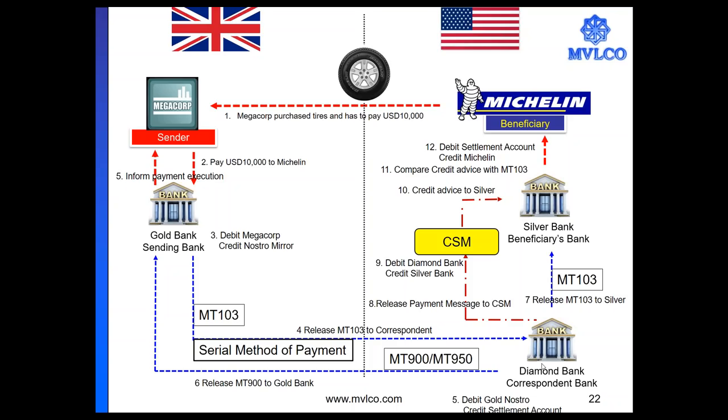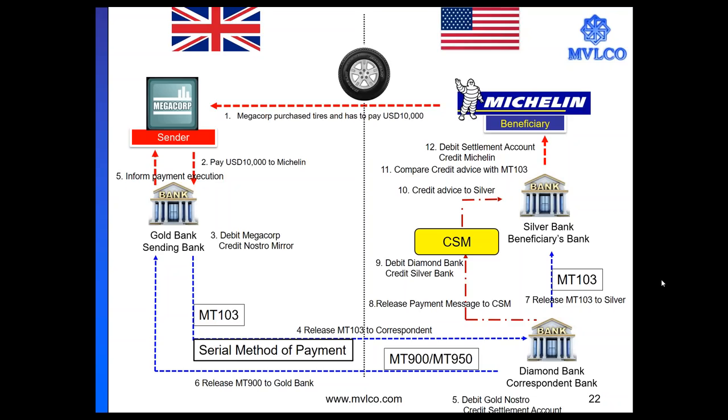When Diamond Bank receives this message at step number 4, it will take it forward at step number 7 to Silver Bank. When it sends forward to Silver Bank, Diamond Bank will say in this message that the ordering customer is Megacorp, the ordering institution is Gold Bank, and I am the sender's correspondent. That is, Diamond Bank is the sender's correspondent and Silver Bank is the beneficiary. That's how the banks will be defined. Now, if between Silver Bank and Michelin there is one more bank, Silver Bank will become the receiver's correspondent. If between the receiver's correspondent and Silver Bank there are a couple more banks, I will call them the intermediary bank.